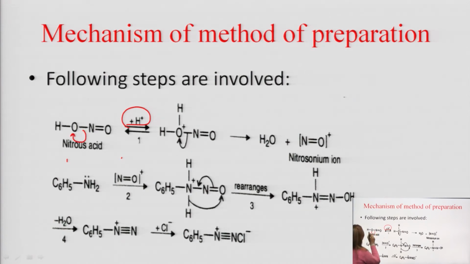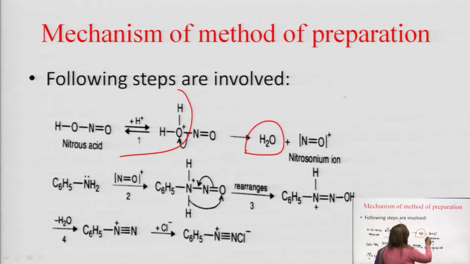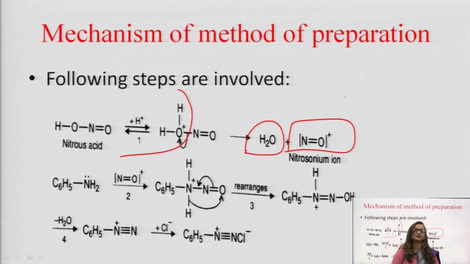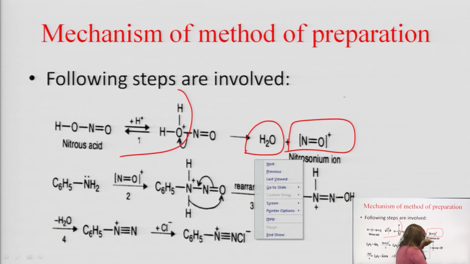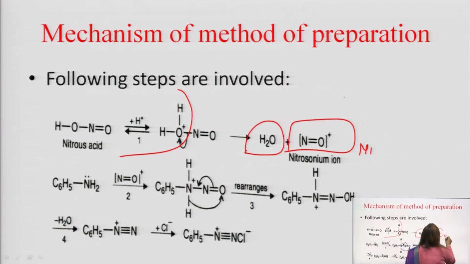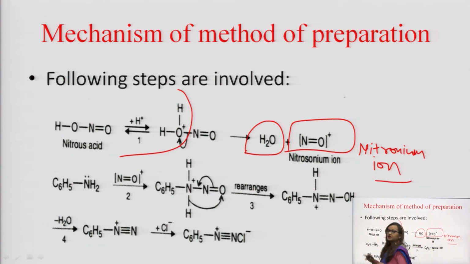This is coming here and this H plus is going to bond with this. So the intermediate is forming, and this H2O, see this, after the formation of this intermediate, separates itself in the form of water. And what is remaining? Only NO plus. This NO plus is the active moiety which reacts with aniline to form the diazonium salt. And what is the name of this NO moiety? This is the nitrosonium ion, or in short form it is also called the nitronium ion. This is interacting with aniline for the formation of diazonium salt.